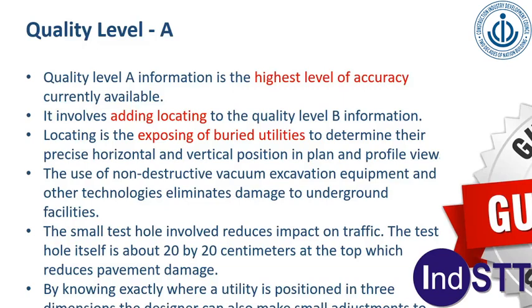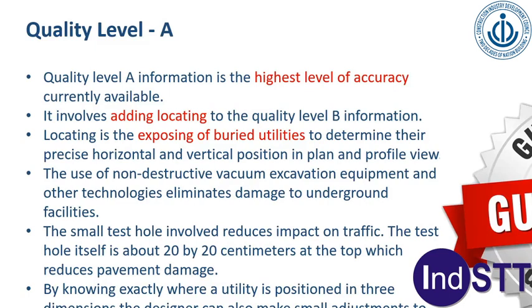Look at this map. This is from Mumbai. You can see different utilities, and every utility will have an associated quality level. This is the cable, quality level B, quality level B, quality level B. It means it has been detected using geophysics, etc. So this is the way a SUE map will always have an associated quality level.